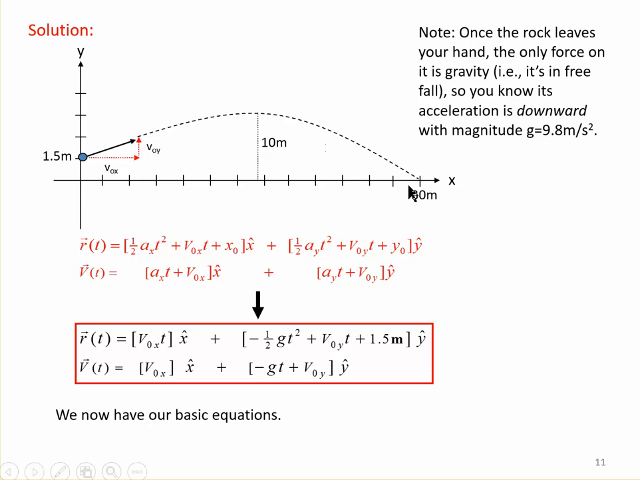Here's our visualization of the system. The next step is to write down the equations of motion in the horizontal and vertical, for the position and the velocity. Here's the horizontal component of the position. Here's the vertical component of the position as a function of time. Here's the horizontal velocity as a function of time. Here's the vertical velocity as a function of time. I've just rewritten those general equations that we have.